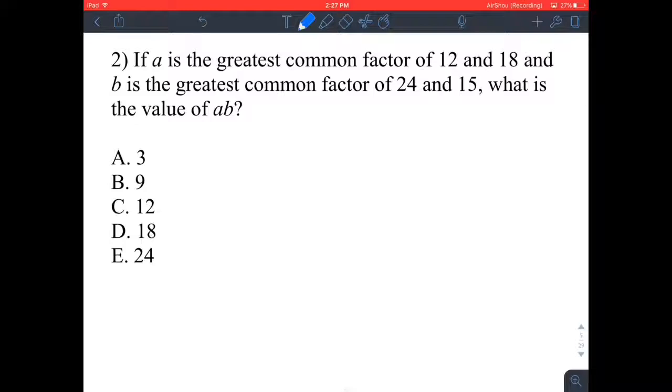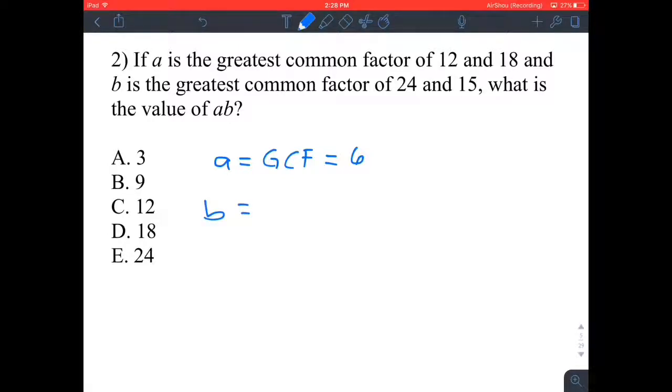Number 2, if A is the greatest common factor of 12 and 18, B is the greatest common factor of 24 and 15, what is the value of A times B? So we first have to figure out what A is. A is the GCF of 12 and 18. I think you'll find that the GCF of 12 and 18 is 6.